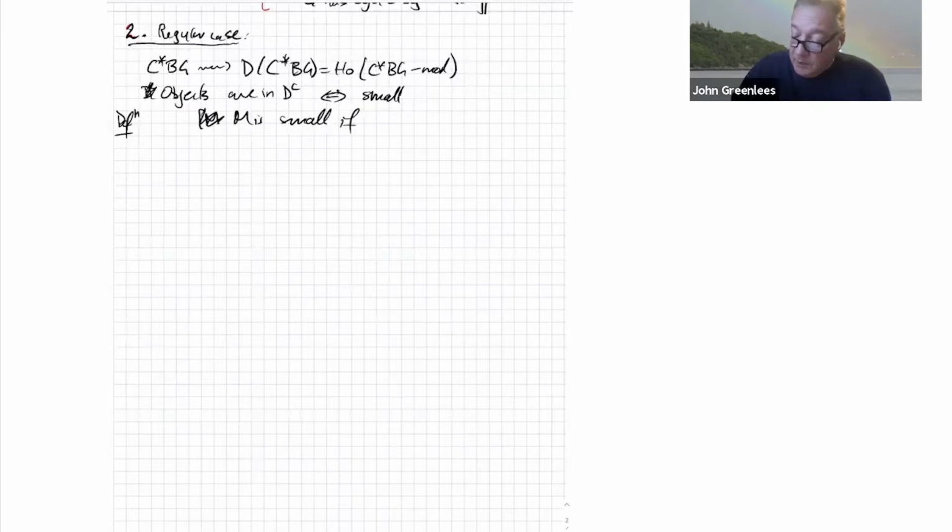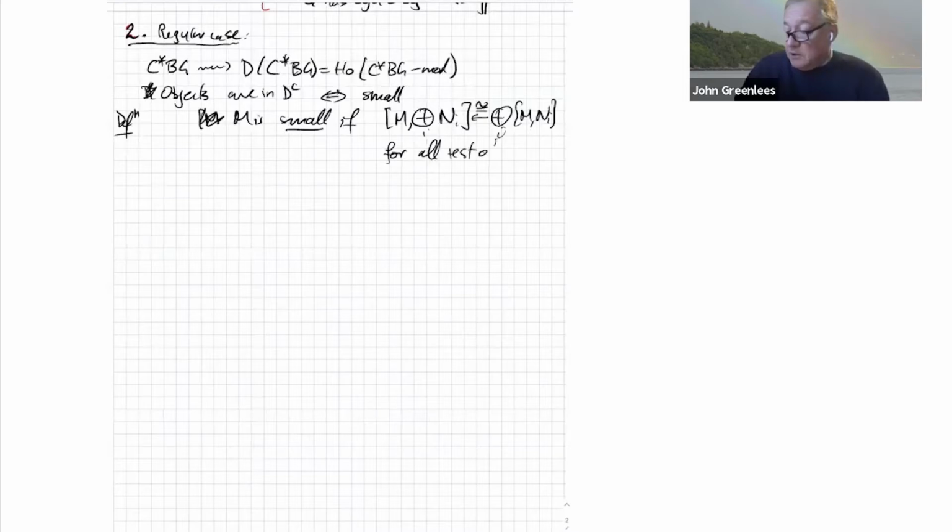when I map it into a sum, there's a natural map from the sum of the [M, N_i], and this is an isomorphism for all test objects. So that's a categorical thing. I'm using homotopy theorist notation, so I'm working in a homotopy category, and I'm using square brackets for morphisms. Hence we've defined the small objects, so we can define the denominator in the definition.